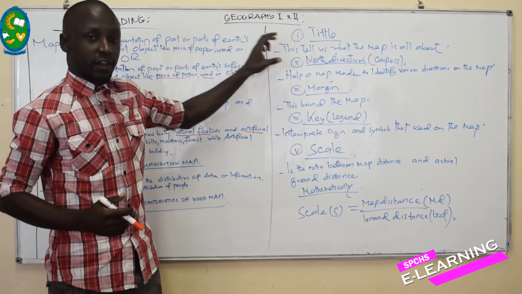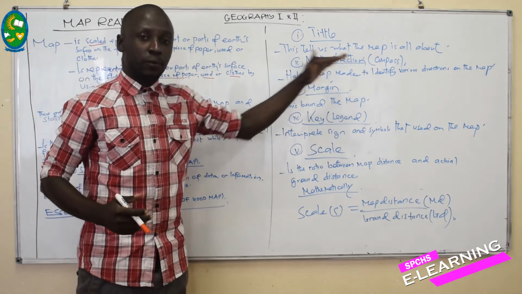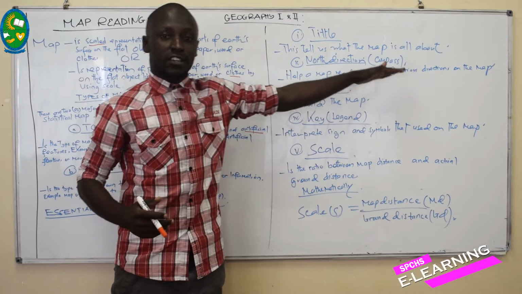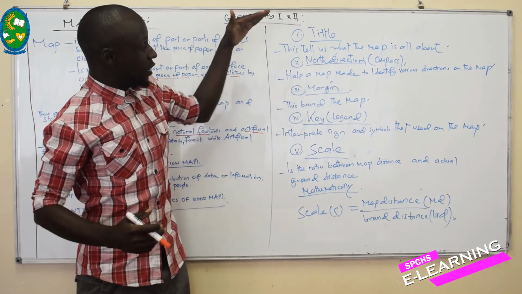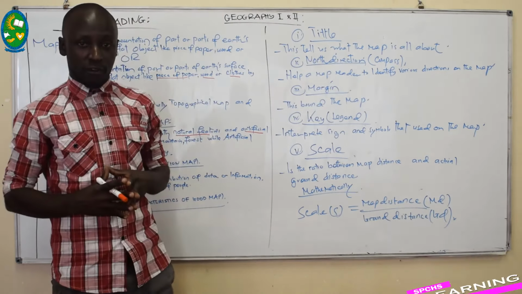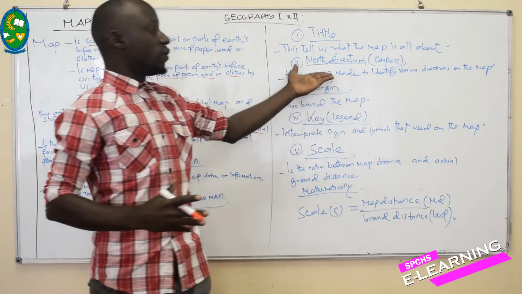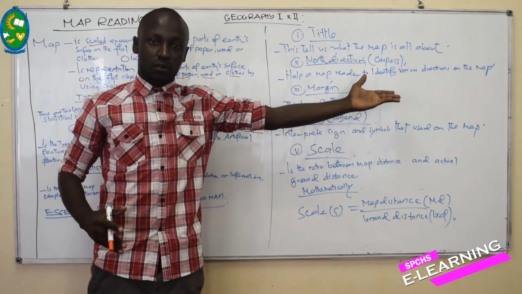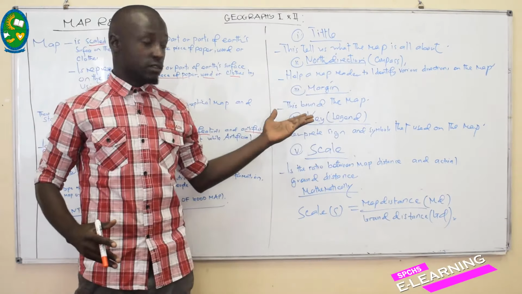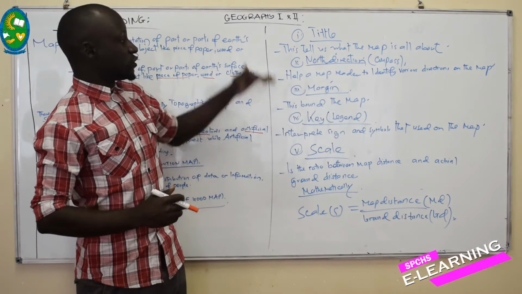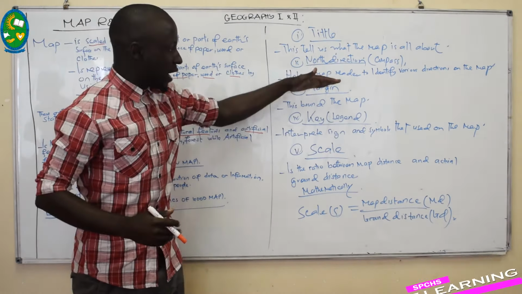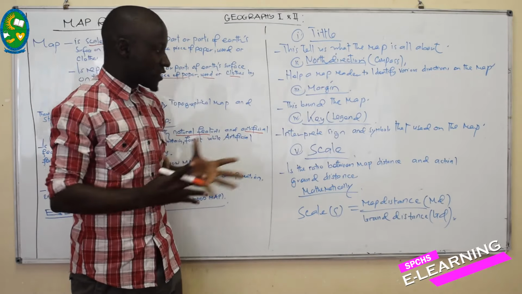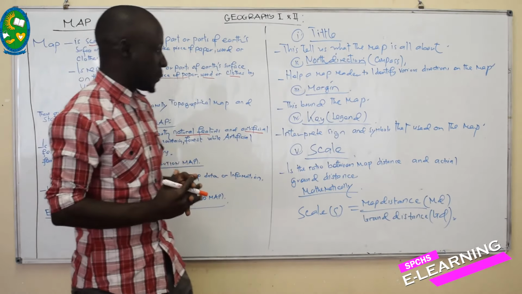Number 2 is north direction or compass. This helps a map reader to identify various directions within a map. Through a north direction, a map reader can identify various directions. For example, you may know where is north, where is east, where is the south, and where is the west, by using north direction or compass. So this helps a map reader to know various directions which are portrayed or found within the map.